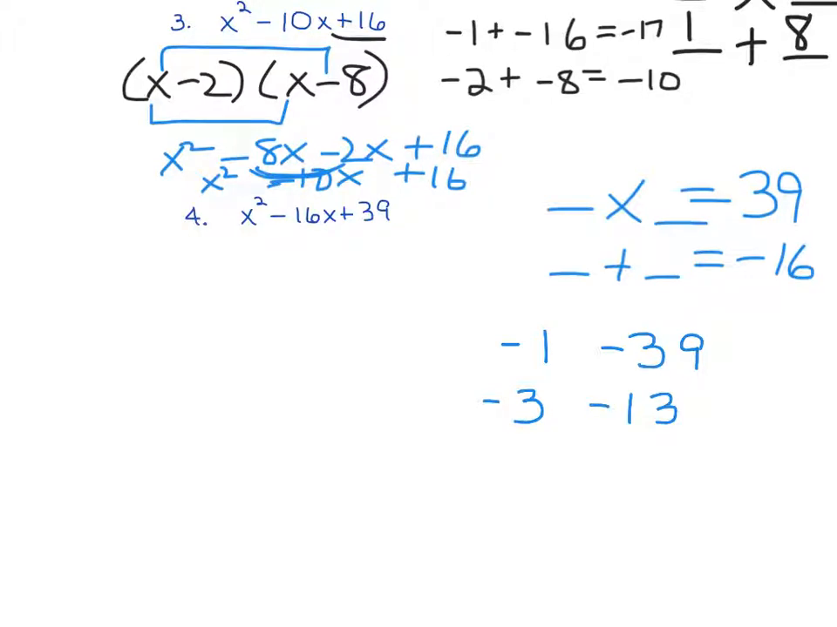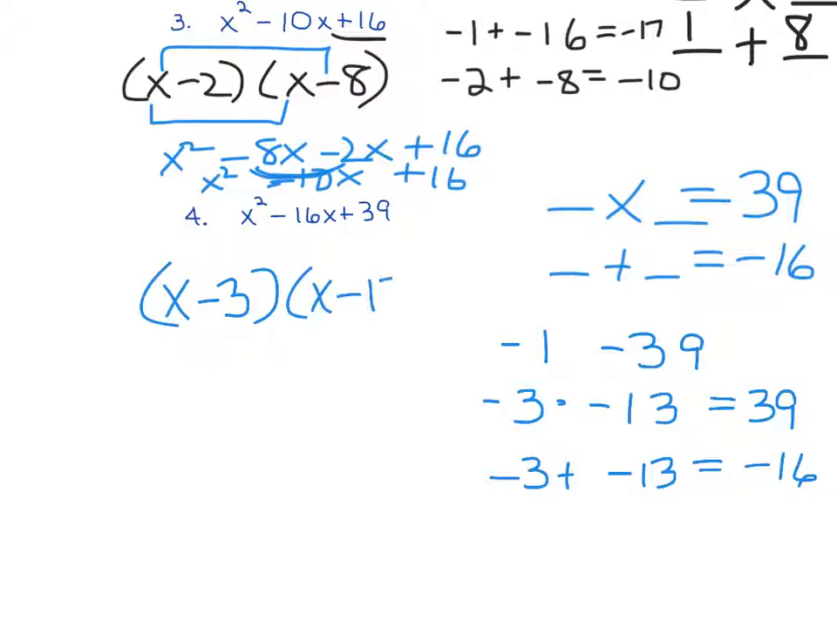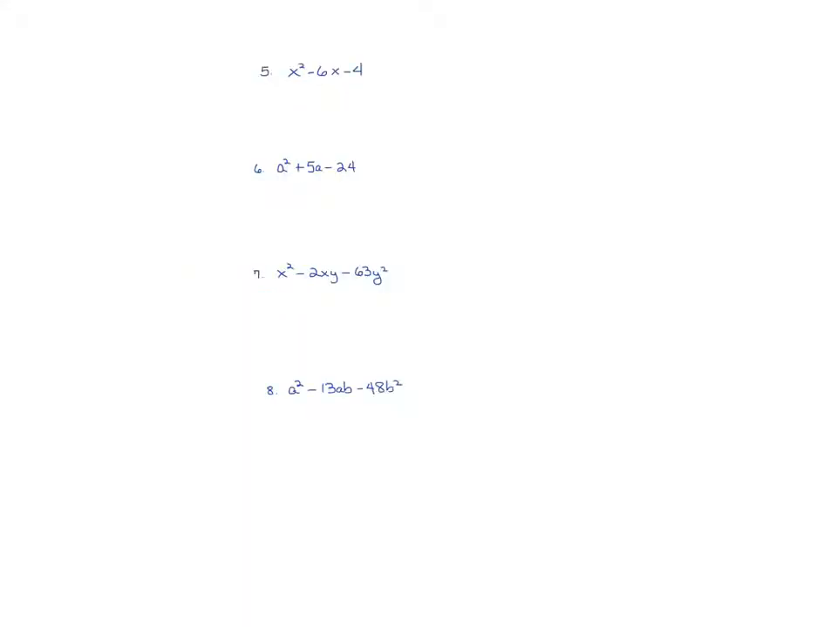3 times -13 gives me the positive 39 I need, but when I add them, I also get the -16. So x minus 3, x minus 13. And I'm done. And again, FOIL it to check. Next one.